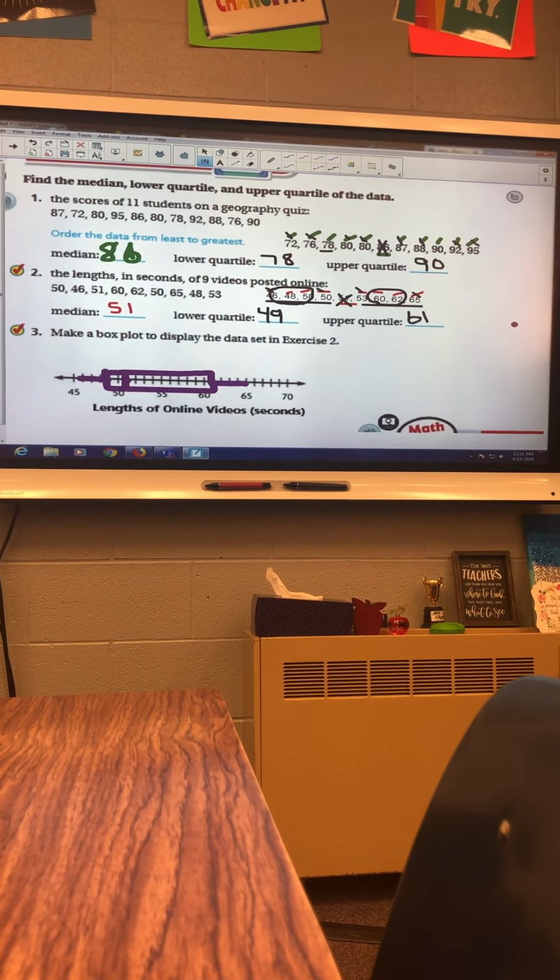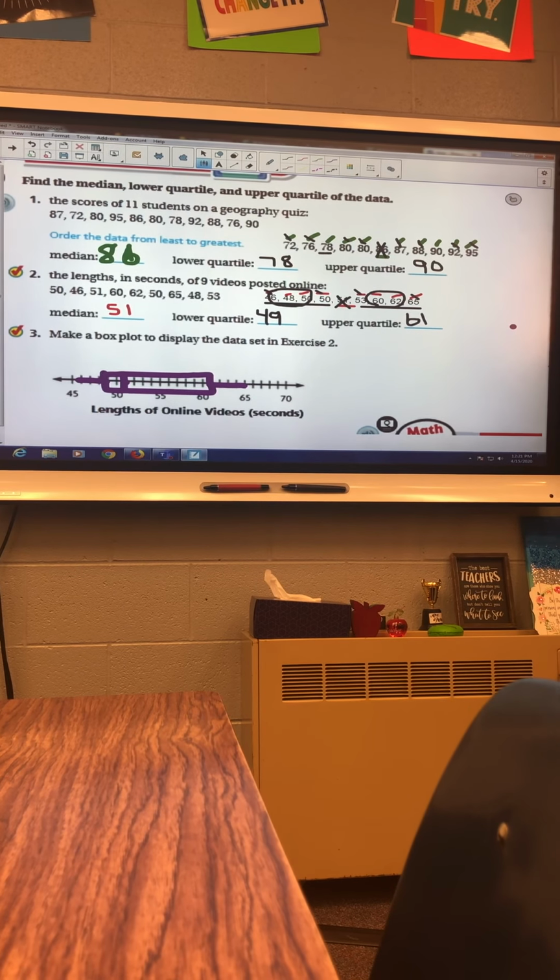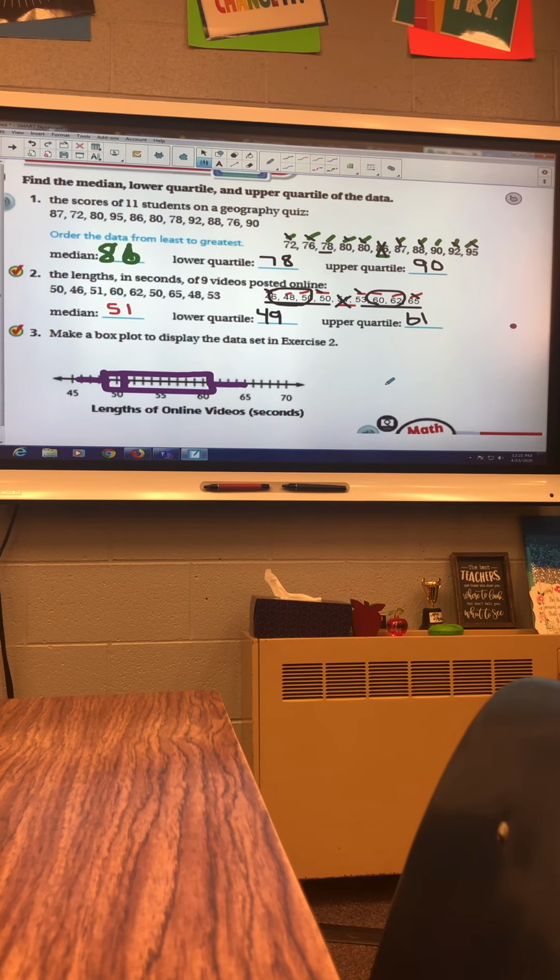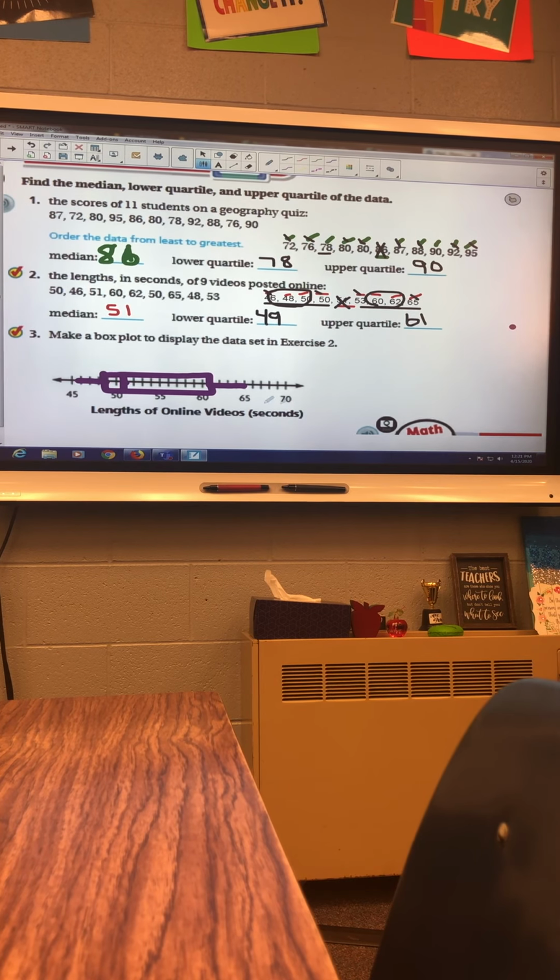So boys and girls, box plots show us how data varies. So if it's great, big, and long, then the data varies quite a bit. If it's real short box, then the data does not vary.